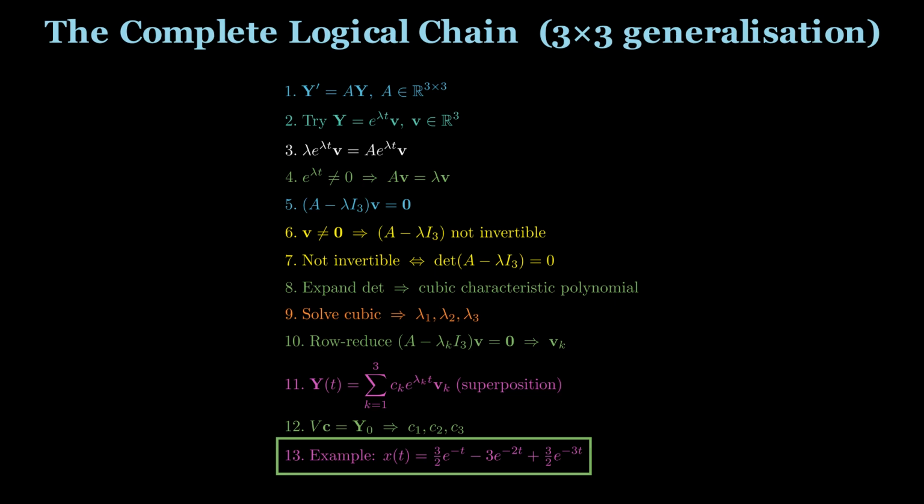Row reduction of each shifted matrix gives the three eigenvectors. Superposition builds the general three-mode solution. The initial condition system is a 3x3 matrix equation for the constants. And our worked example confirms every step. Every element of the derivation follows logically. Nothing is assumed or arbitrary.